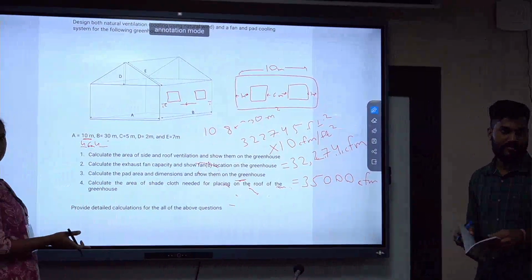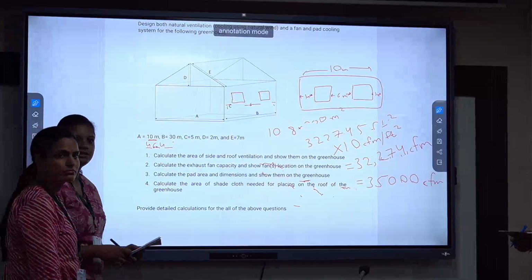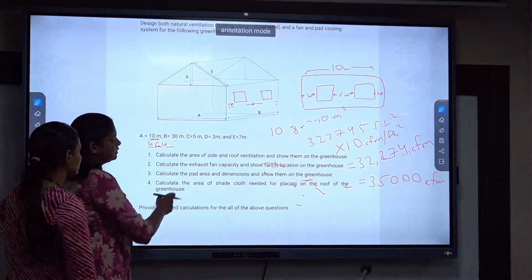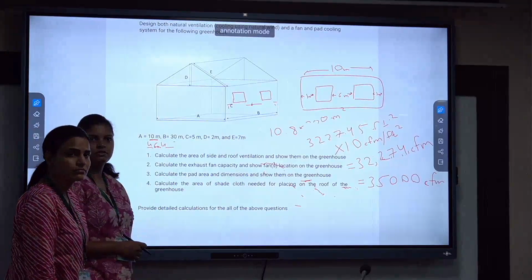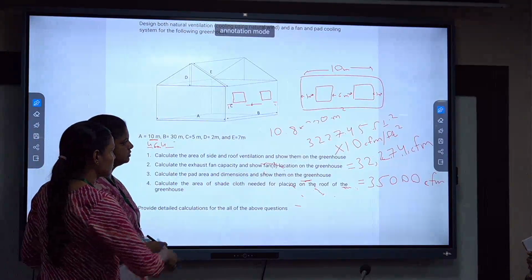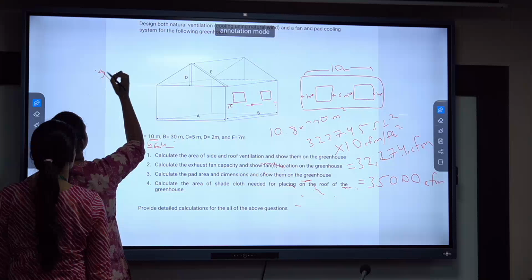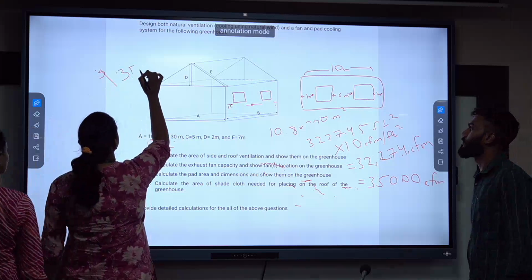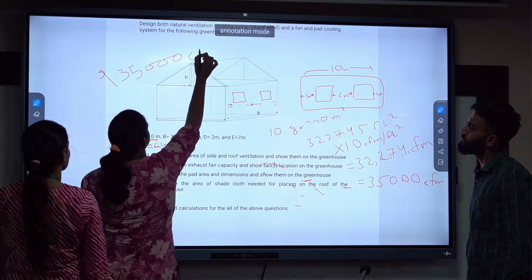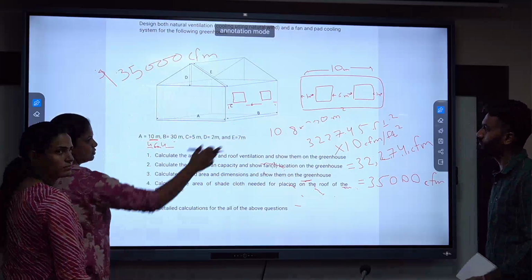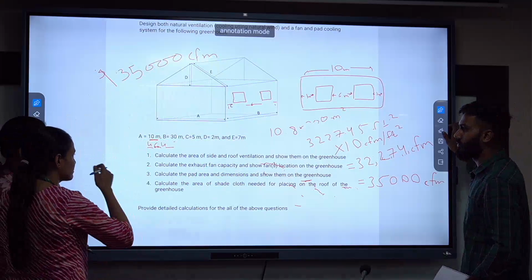You can erase it. No, sir, we'll require this one. You can for the next question. Yeah, but we know the answer. So what are you going to take? Just write that number at the top. CFM. Whatever you're going to use. You're going to use 35,000. Okay. All right. So you can erase the rest of the stuff because you got to use that space to draw things, right?